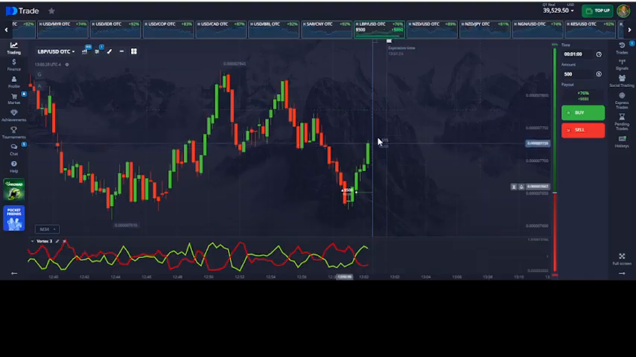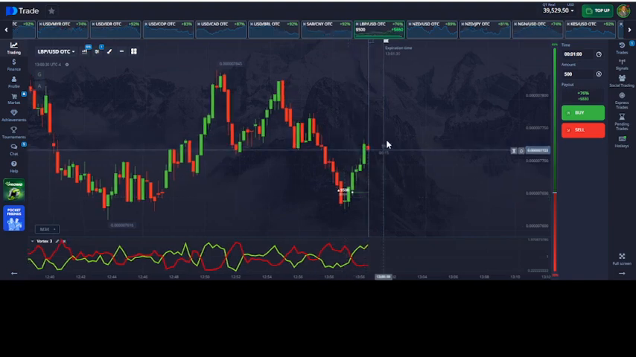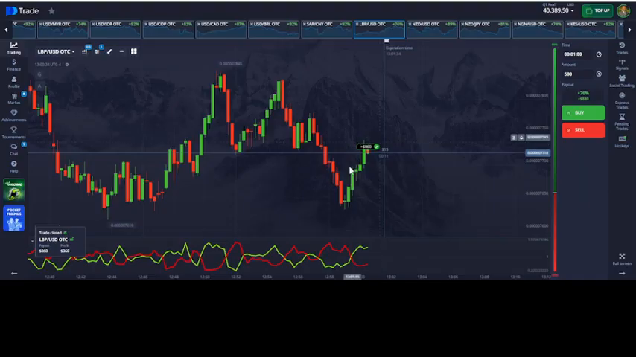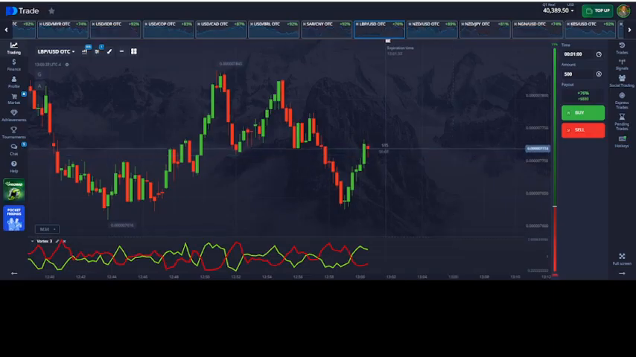Nicely pushing here. Just as I predicted, the bullish reversal occurred, and that trade was in the money. Okay, so let's pause the video and look for our next setup.